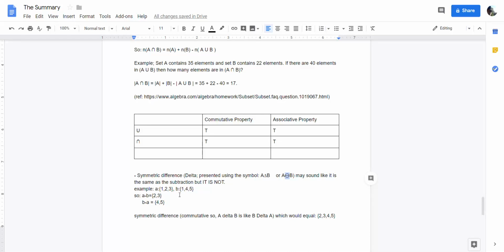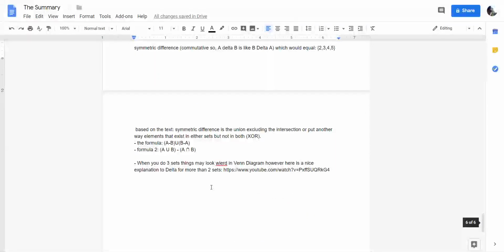So if you subtract 1 from the union, you will end up with 2, 3, 4, and 5, and that's how we get the symmetric difference. Now this was fine until this list grew to encompass 3 lists. So when you go to 3 lists, it might look a bit weird.